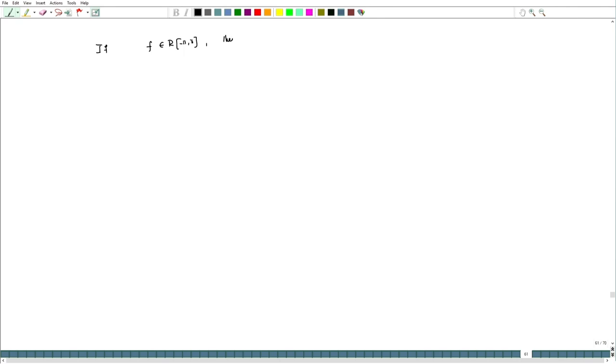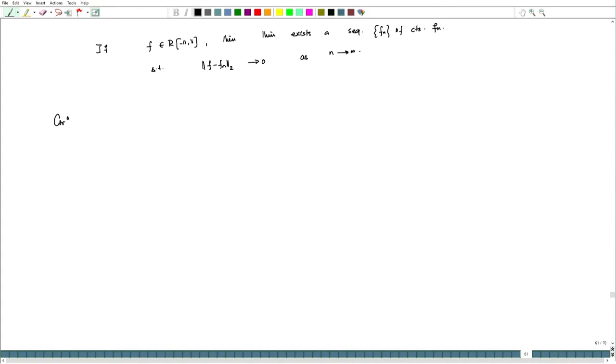So, what I am saying is, if f is Riemann integrable, then there exists a sequence f n of continuous functions such that the norm of f n minus f goes to 0 as n goes to infinity. Once we have this, then with the standard argument we can prove this result for f a Riemann integrable function. Now let us see some of the interesting corollaries of this.